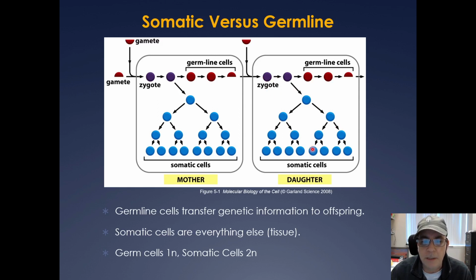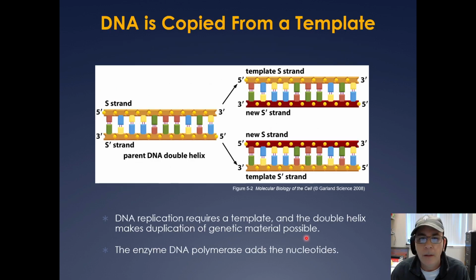Germ cells basically transfer genetic material to offspring, versus somatic cells, which are all the other tissue in your body. Germ cells have 1N genomes versus somatic cells, which have 2N. Okay, that means that there are basically 2 copies of each chromosome in somatic cells versus 1 copy of each chromosome in the gametes. Okay, so I'm sure you guys all know this too.